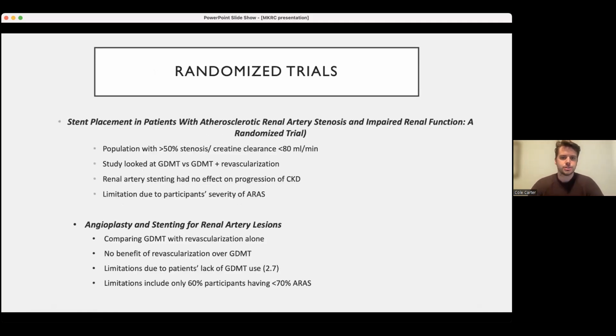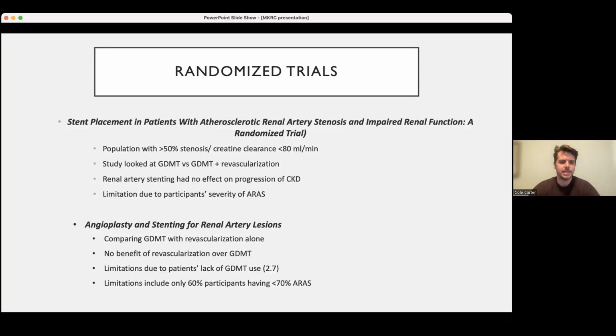The randomized trials following this look at guideline-directed medical therapy, so hypertensive medications, versus utilizing revascularization. The first study used in support of this article was a population with greater than 50% stenosis with a creatinine clearance of less than 80 mL per minute. So this is basically saying your renal arteries are very severely affected. The study looked at guideline-directed medical therapy versus guideline-directed medical therapy plus revascularization, and the renal artery stenting had no effect on progression of CKD.